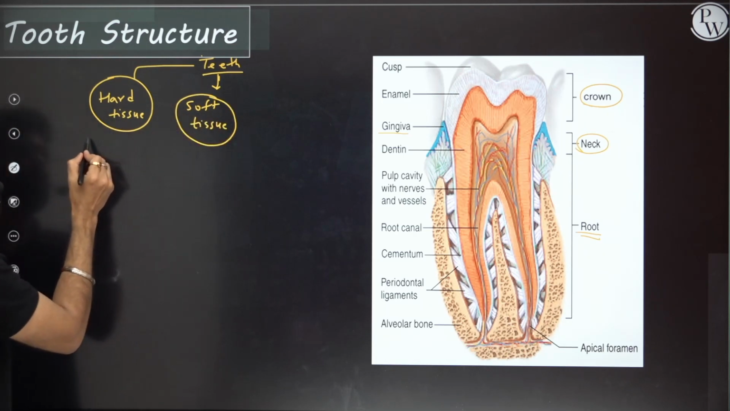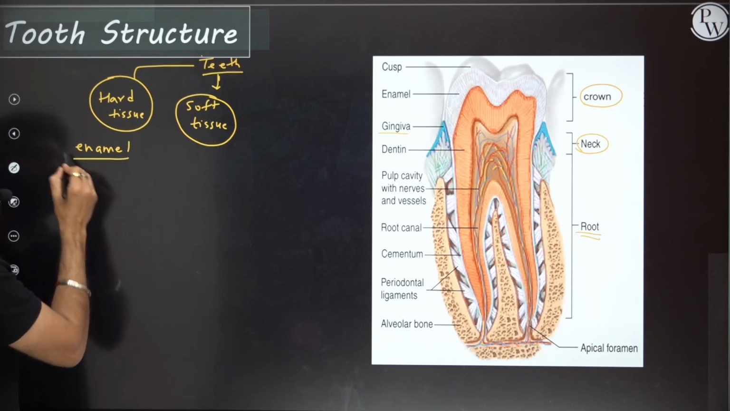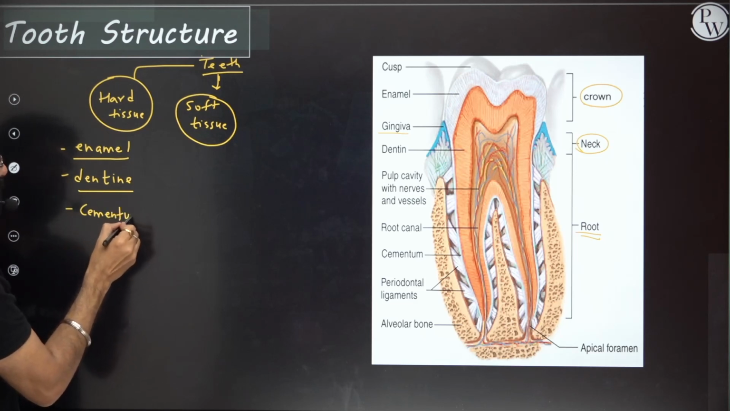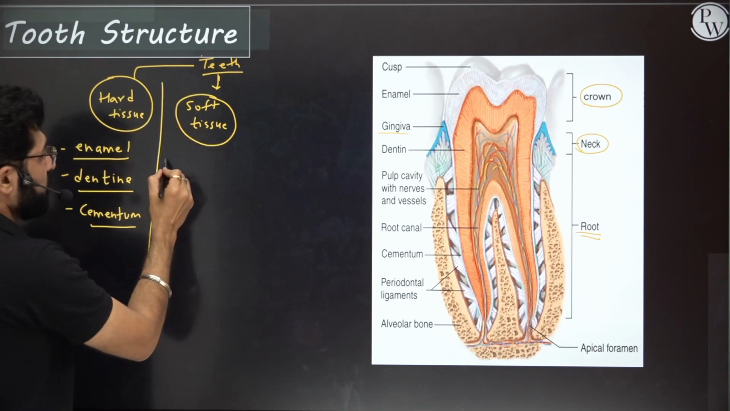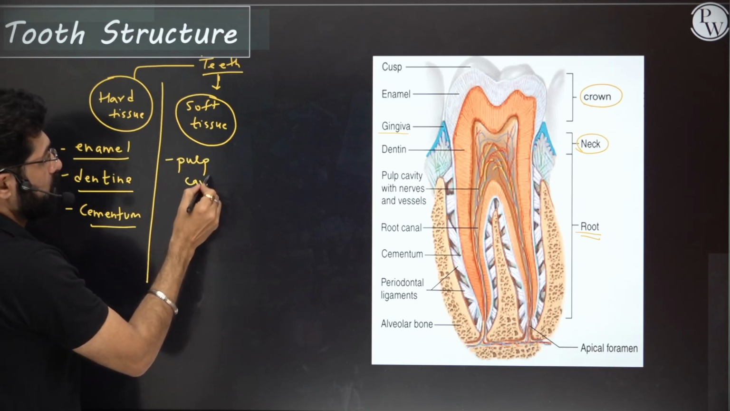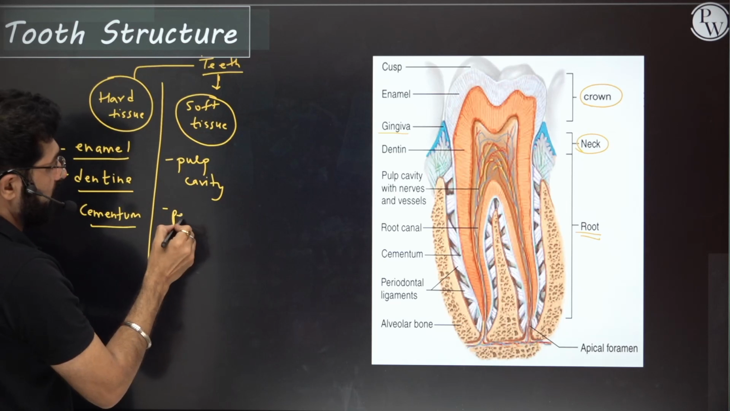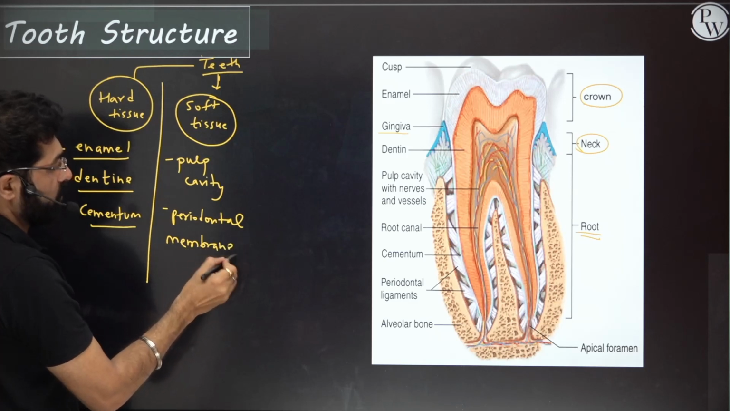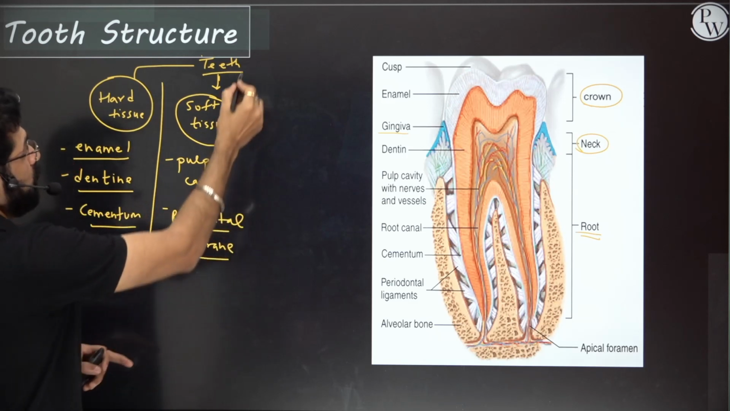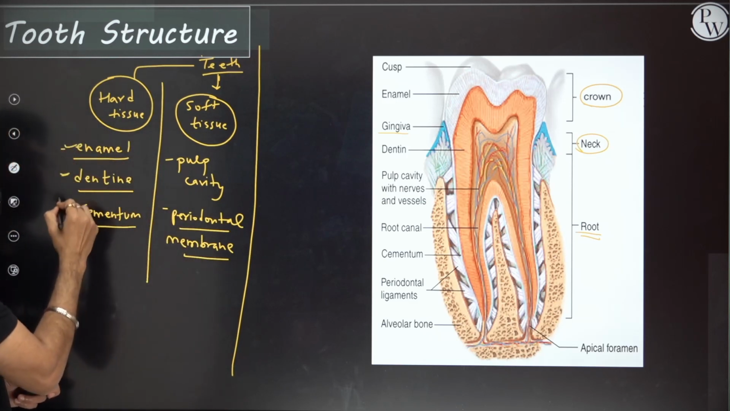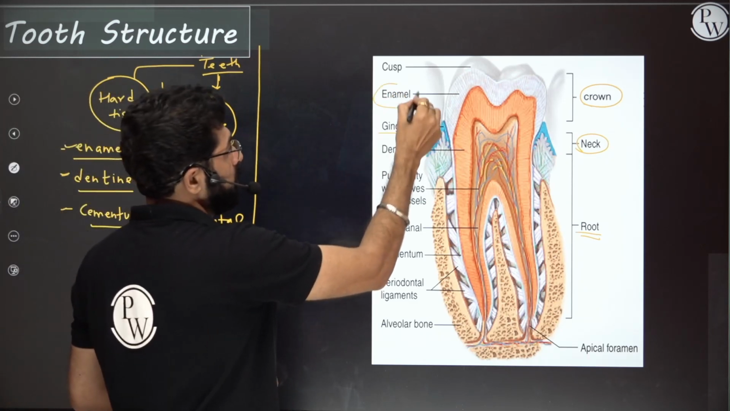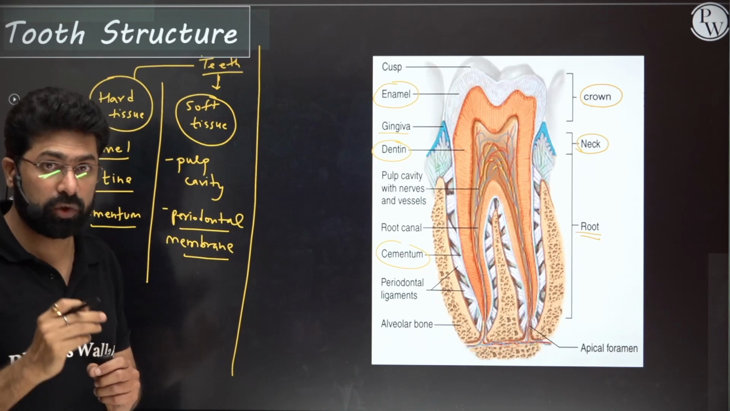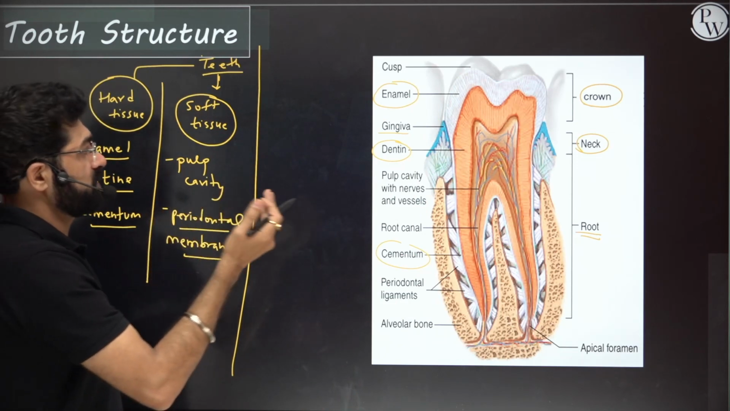Let's see. Hard tissue will be enamel, dentine, and the cementum. So these are the components of hard tissue, whereas soft tissue includes the pulp cavity and the periodontal membrane. Hope you are understanding my point. So they are the soft tissues, whereas the hard tissue is your enamel, dentine, and cementum. These three are the components of hard tissue of teeth. So let us talk one by one.